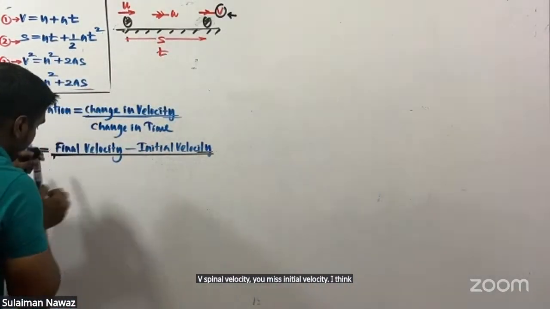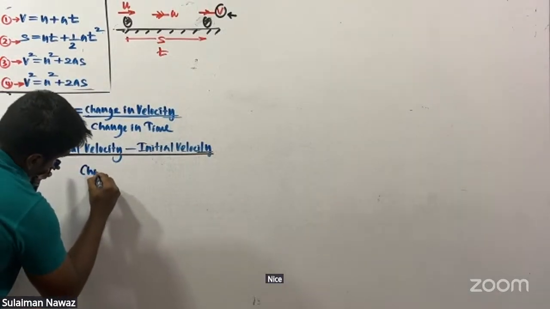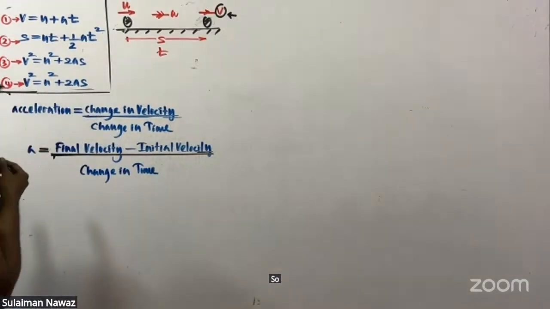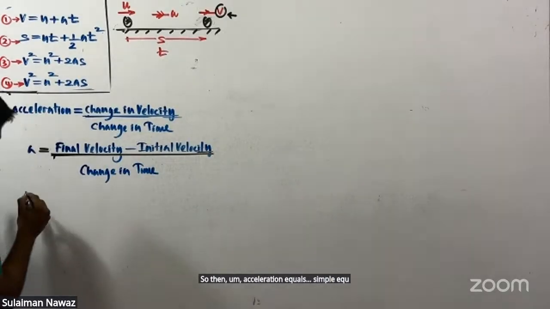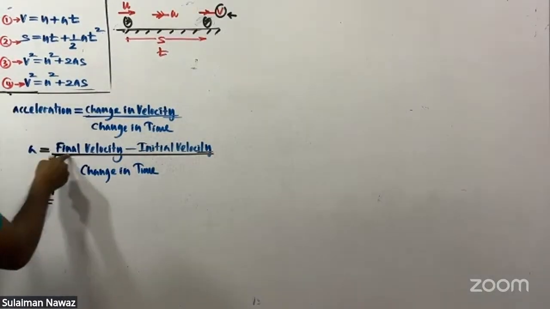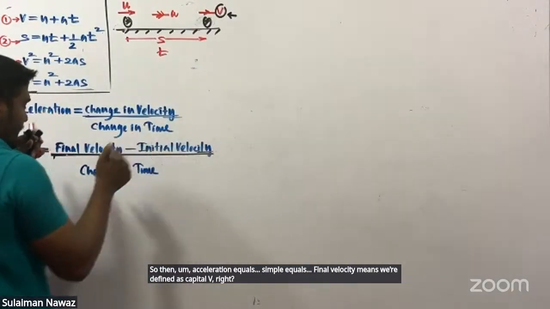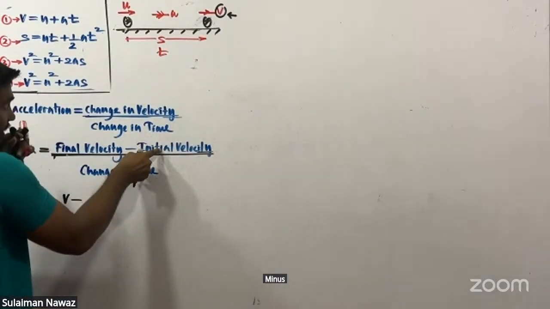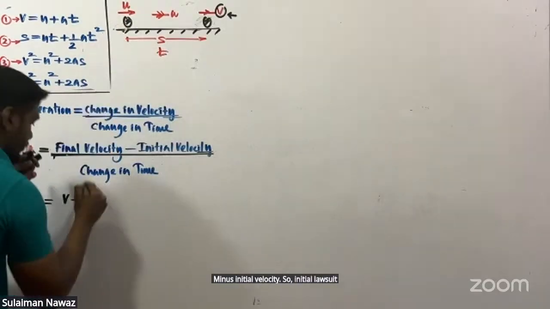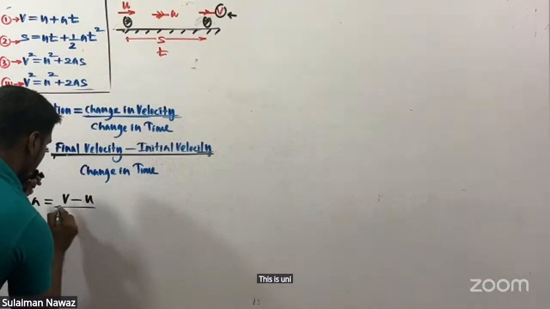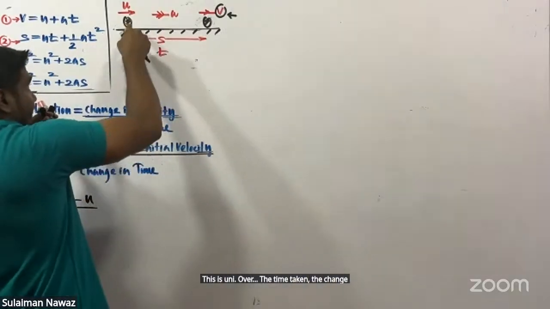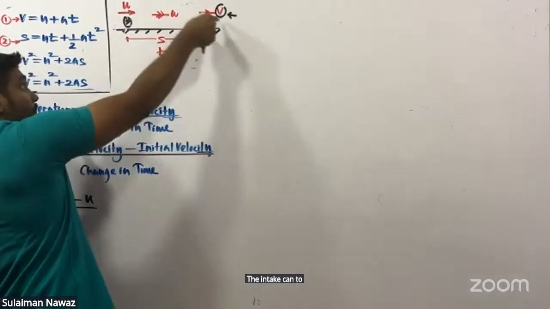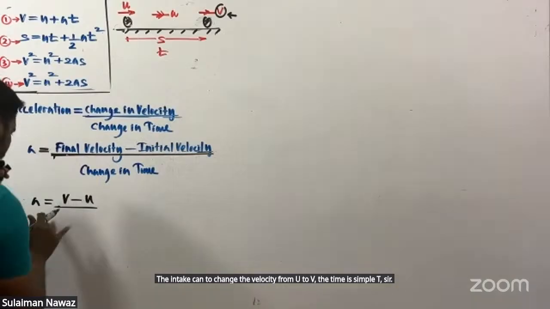Then I can write down the change in time. So acceleration simply equals final velocity, which we defined as capital V, minus initial velocity, u, over the time taken. The change in time is the time taken to change the velocity from u to v. The time is simply t.